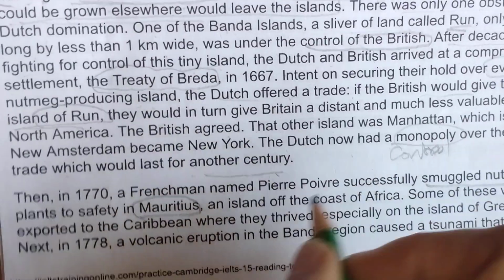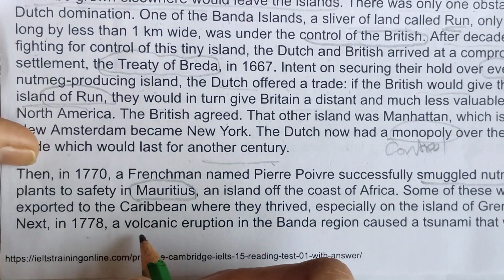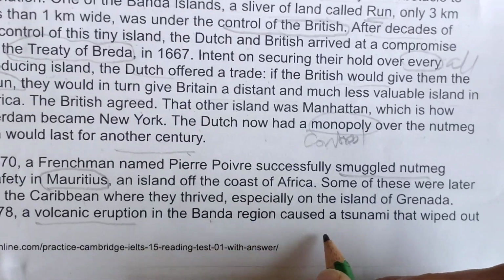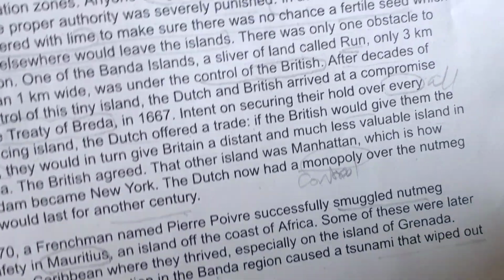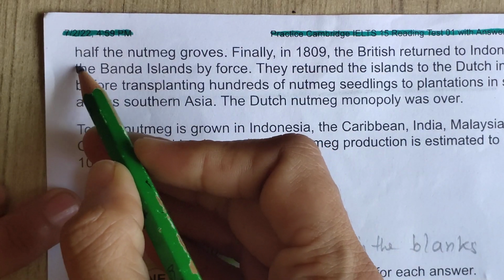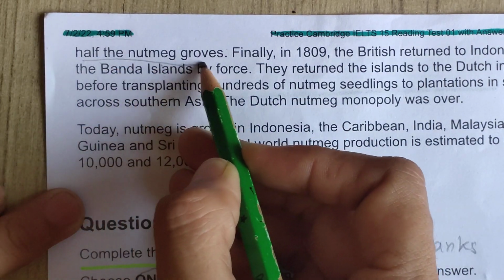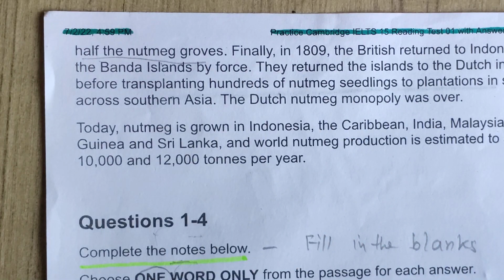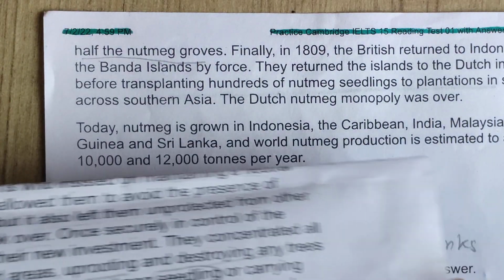Okay. Now 13th: half of the Banda Islands nutmeg plantations were destroyed by. Now 1778. So 1778 is given. A volcanic eruption in the Banda region caused a tsunami that wiped out half the nutmeg groves. Okay. So see, you can see what they have written.